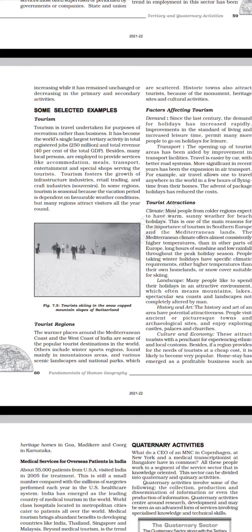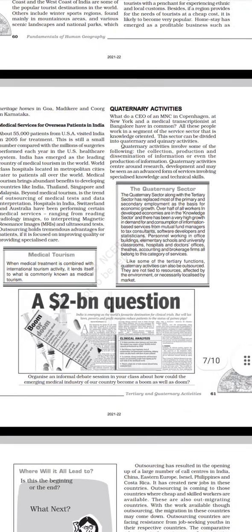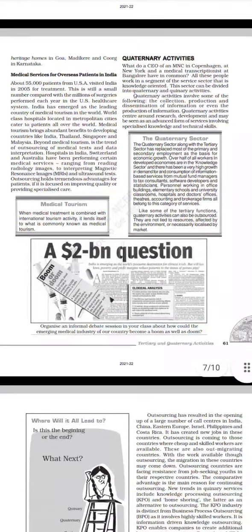History and art. The history and art of an area have potential attractiveness. People visit ancient or picturesque towns and archaeological sites and enjoy exploring castles, palaces, and churches. Culture and economy. These attract tourists with a penchant for experiencing ethnic and local customs. Besides, if a region provides for the needs of tourists at a cheap cost, it is likely to become very popular. Homestay has emerged as a profitable business, such as heritage homes in Goa, Madikeri, and Coorg in Karnataka.